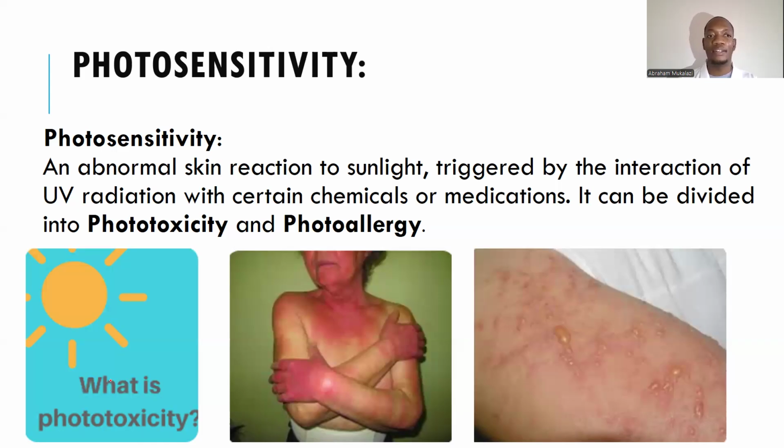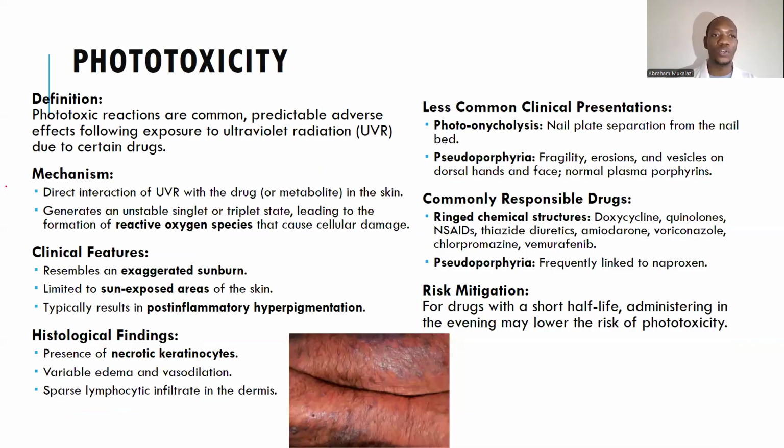So that is the difference. Starting with the phototoxic reactions, these are a little bit more common, and they are predictable. When you give a drug, and someone undergoes sun exposure with UV radiation, they end up with a drug reaction. In phototoxicity, you have direct interaction of the UV radiation with the drug, or even its metabolite in the skin. When the drug is activated, it causes damage to the skin through formation of reactive oxygen species, which end up causing cellular damage.